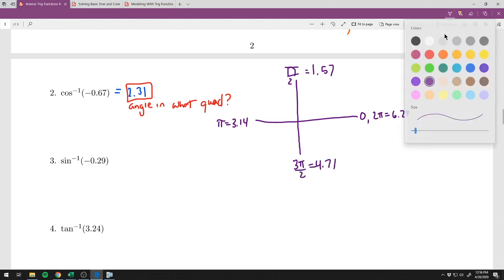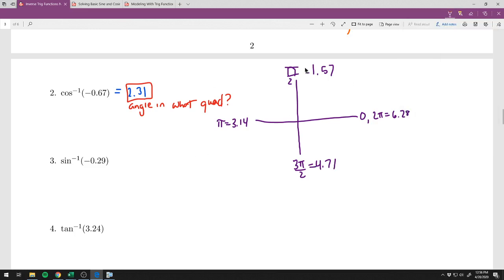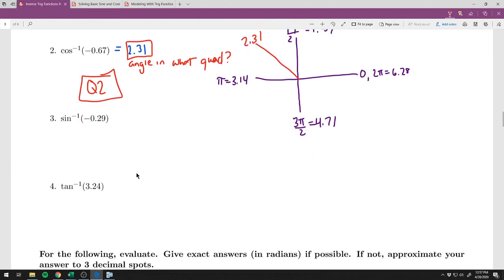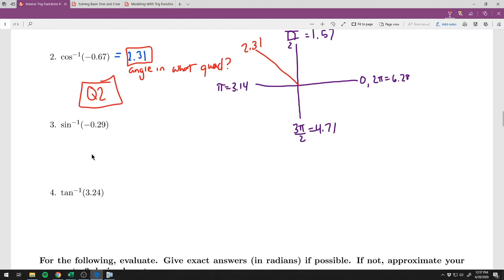Right, but we can see the angle 2.31 is between 1.57 and 3.14. So it is in quadrant 2. But we can also figure it out the other way. We're trying to figure out where cosine's negative. Out of quadrants 1 or 2, cosine is negative in quadrant 2.